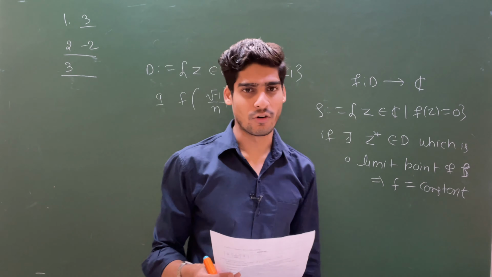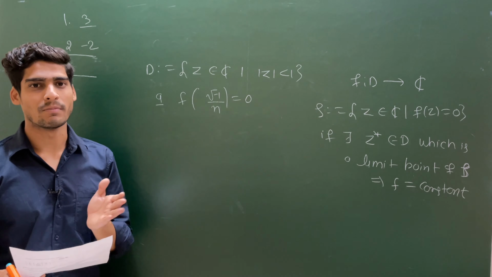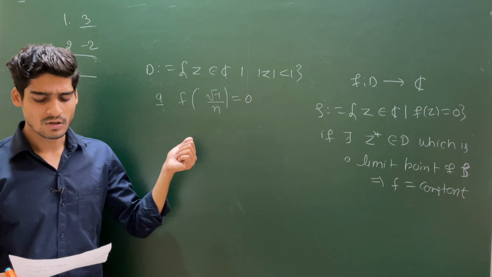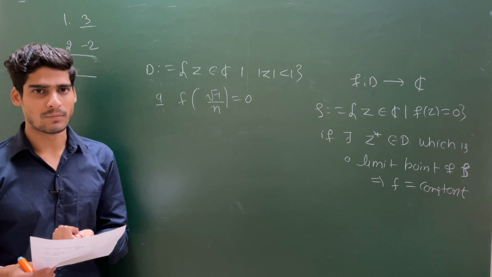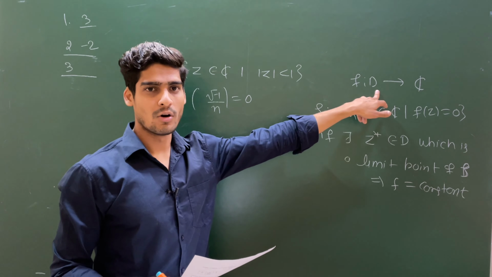Similar argument will work for B. F at 1 by n is 0. So if you see, the zeros are 1 by 2, 1 by 3, 1 by 4. That sequence will converge to 0. So the collection of all zeros will have a limit point 0, and 0 is a member of your open set D.